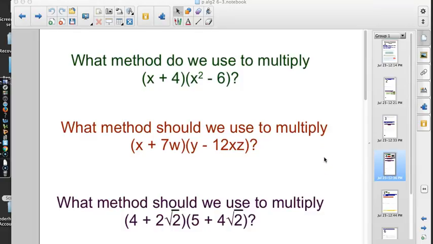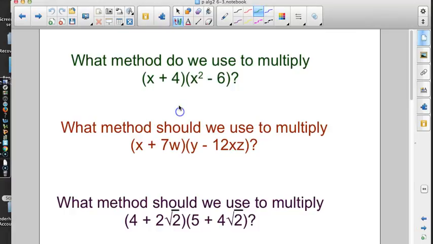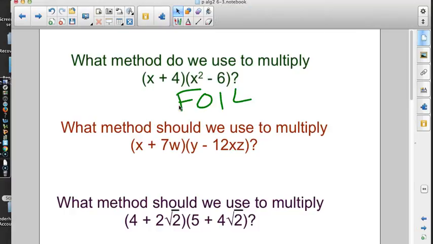Alrighty. So it says, how do we do this? What method do we use to multiply? What do we do when we have (x + 4) times (x² − 6)? FOIL. Indeed, that's what we do. Those are called binomials. When we multiply binomials, we will FOIL.